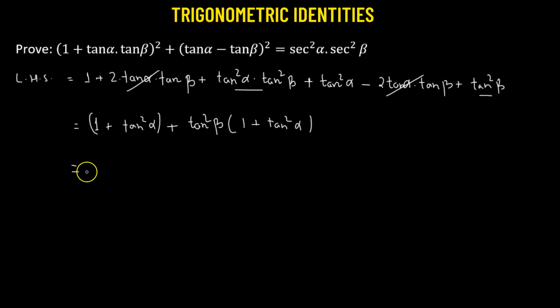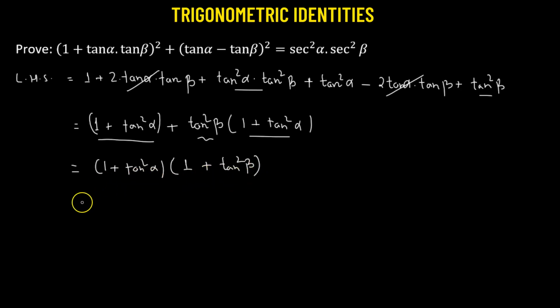Now from the two terms, if we take 1 plus tangent squared alpha as the common factor, so from the first term we've taken 1 plus tangent squared alpha as the common factor, so in its place we'll be left with 1, plus in the second term we have taken 1 plus tangent squared alpha as the common factor, so we'll be left with tangent squared beta in the second term. Now that we have 1 plus tangent squared alpha times 1 plus tangent squared beta, that's equal to secant squared alpha times secant squared beta.